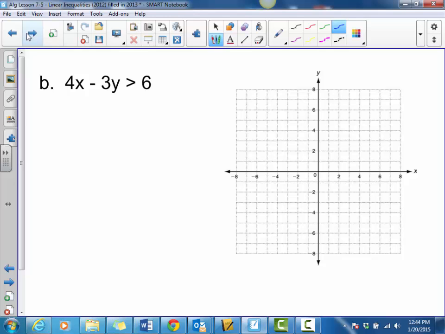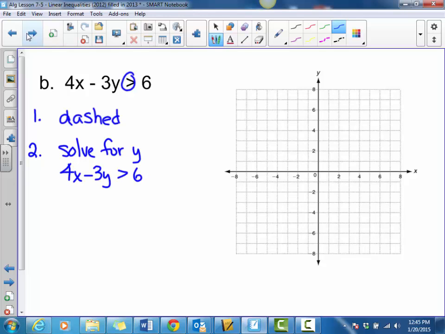Example B, I need to graph this, and this one is not in the form y equals mx plus b. Let's do step number 1. Is this going to be a solid line or a dashed line? Excellent. Yeah, it's going to be a dashed line. Step number 2, I need to graph this. So let's first of all solve for y. I have 4x minus 3y is greater than 6. I'm going to subtract 4x from both sides.